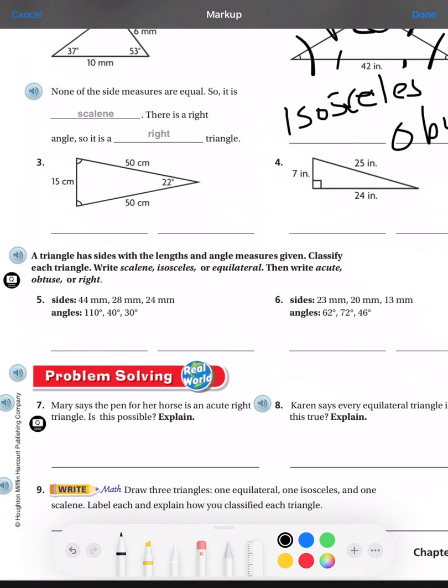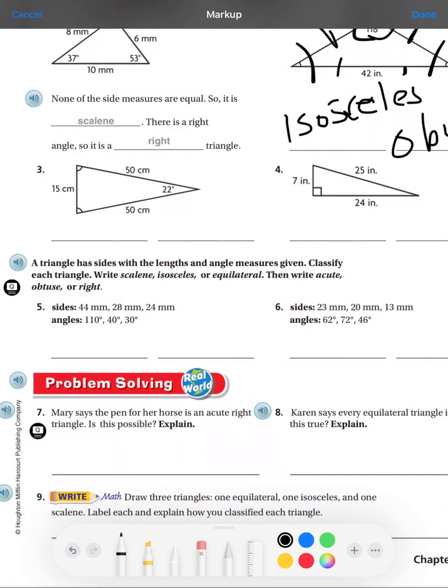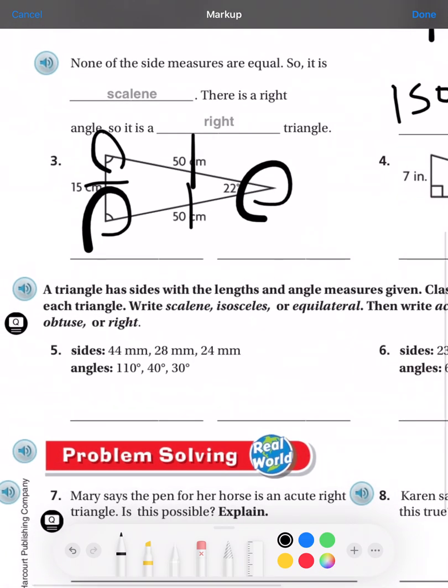Let's look at this one. It's got three acute angles. It's acute. But how can we classify it by lengths of sides? 50 and 50. These two are the same. This one's 15. It is not. So I would say that this is isosceles.